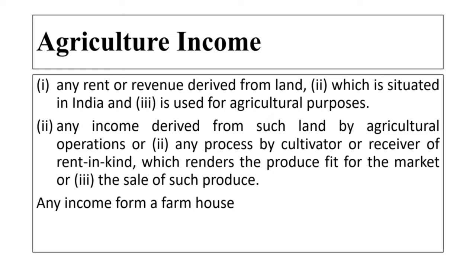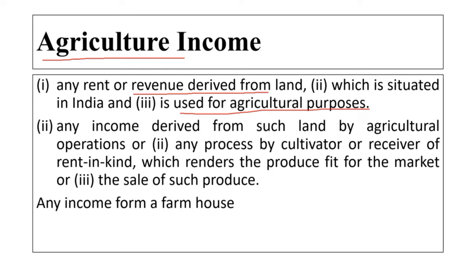So here is the agriculture income. It's one of the most important topics under this unit. So what is agriculture income, or when do we consider the income to be from agriculture? The answer is any rent or revenue derived from land which is situated in India and is used for agriculture purpose. If we have a land in India and we are using that land for agriculture purpose, doing something in that land, then the income which we get from that is called the agriculture income.